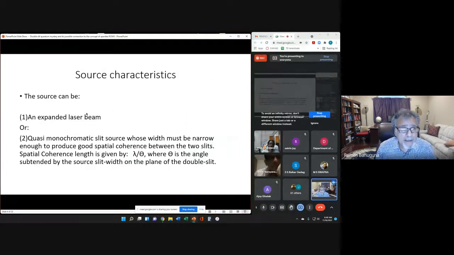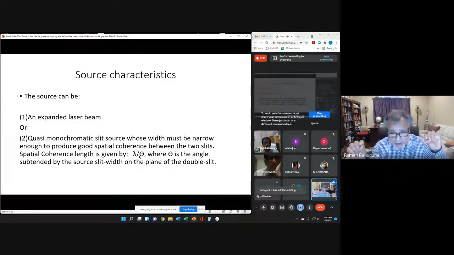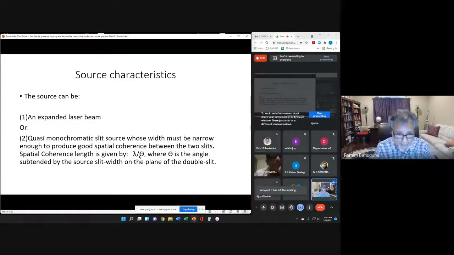Now the source can be an expanded laser beam. It could be a collimated beam or expanded beam, or you can have a quasi-monochromatic slit source, but its width has to be really narrow, so that you have enough spatial coherence between the two slits. Now, the spatial coherence length is given by lambda over theta, approximately, where theta is the angle subtended by the slit source, or the width of the slit, onto the plane of the double slit. Only then can you get spatial coherence.